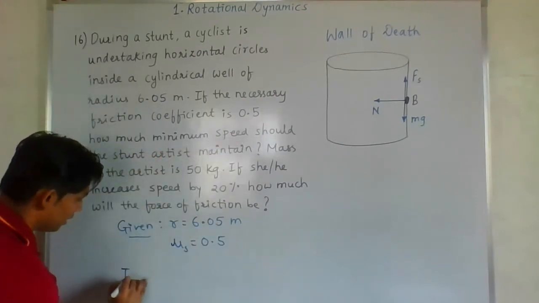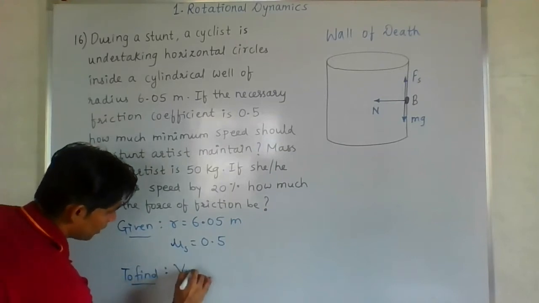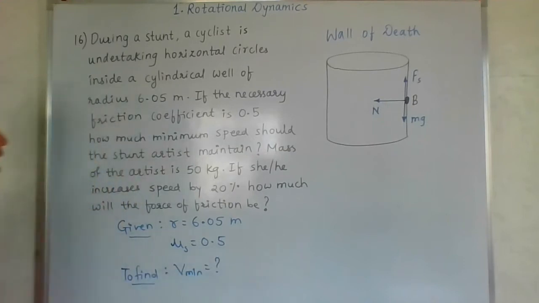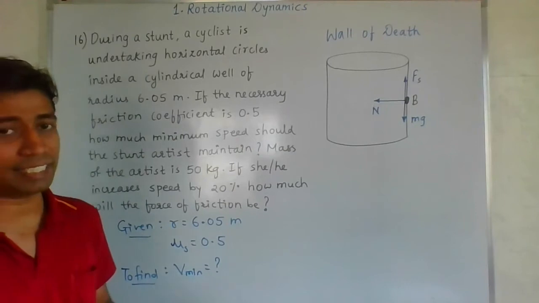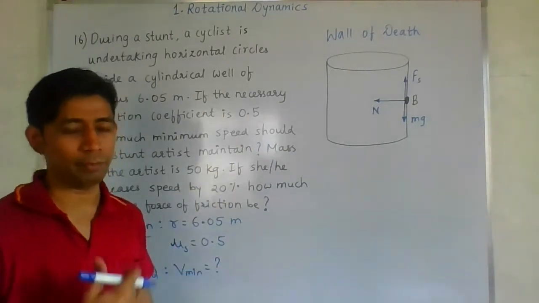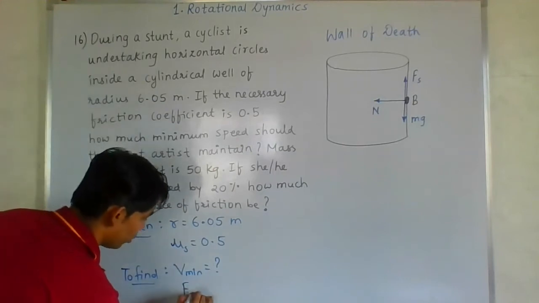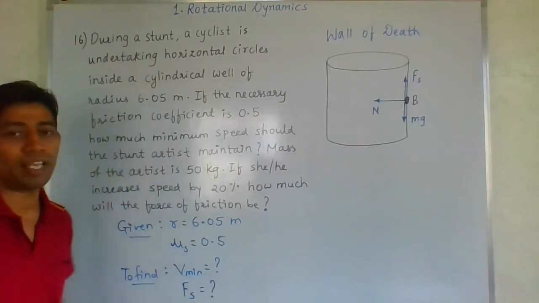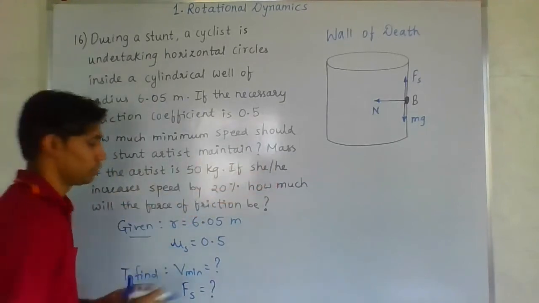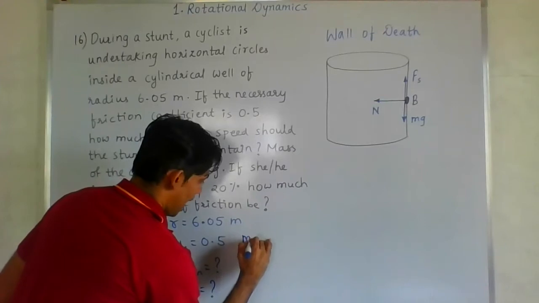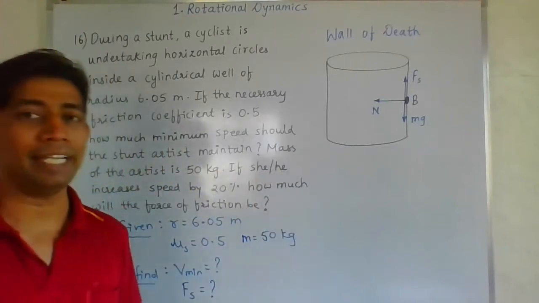So I'll write we are supposed to find the value of V minimum, and what they have asked, if that cyclist increases its speed by 20%, 20% से speed बढ़ा दिया, तो force of friction कितना होगा? So force of friction, you know, it is going to be static frictional force. Fs का value भी पूछा है, and mass दिया हुआ है, ठीक है? So I'll write m as 50 kg. So this is what is the given and to find.